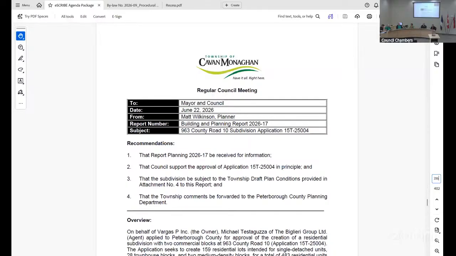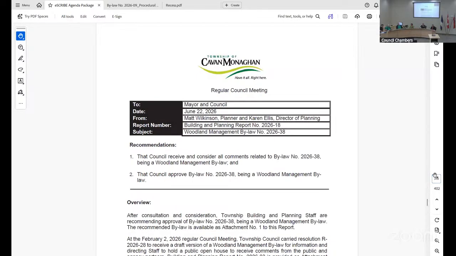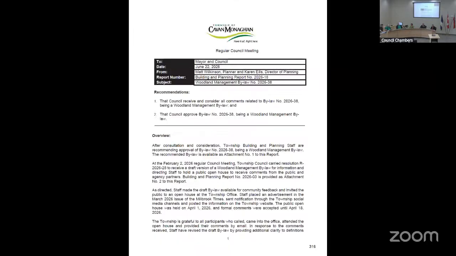Next, we have Mr. Wilkinson again with Building and Planning, the Woodland Management Bylaw. Thank you, Mr. Mayor and members of council. Also before you today is Planning Report 2026-18. The report makes 2 recommendations: one, that council receive and consider all comments related to bylaw number 2026-38, being the Woodland Management Bylaw; and two, that council approve bylaw number 2026-38, being a woodland management bylaw.